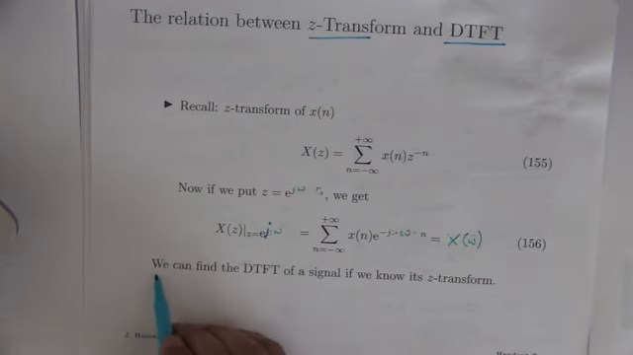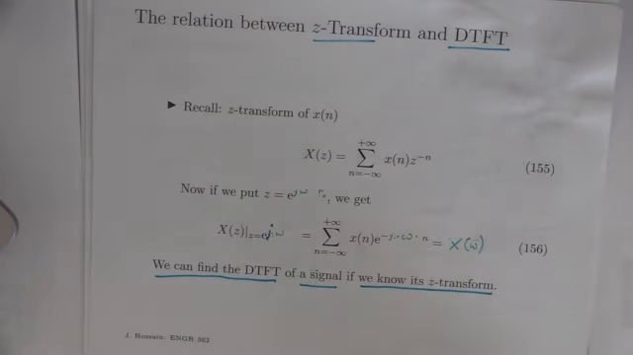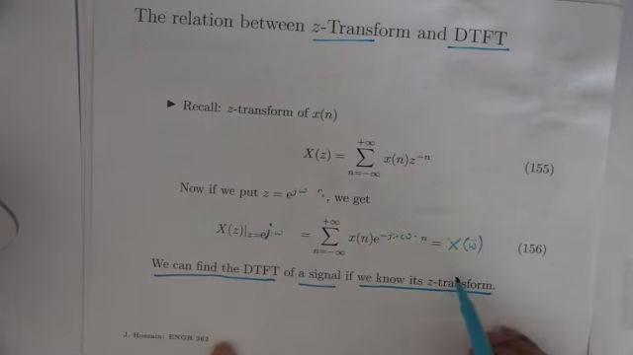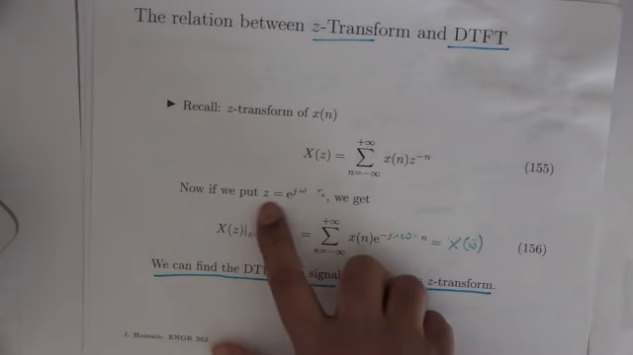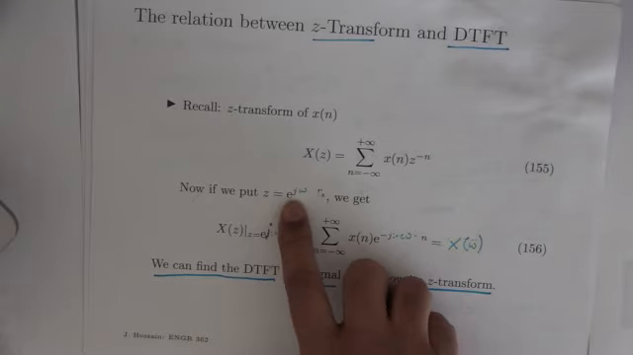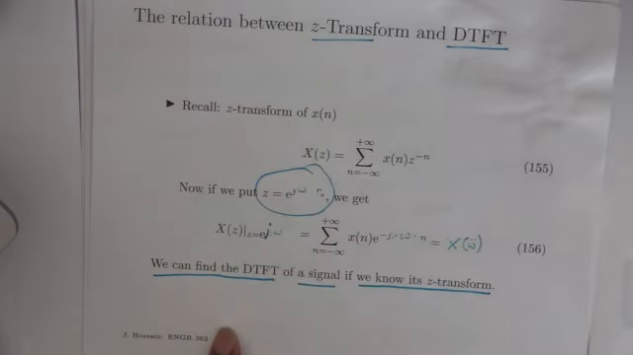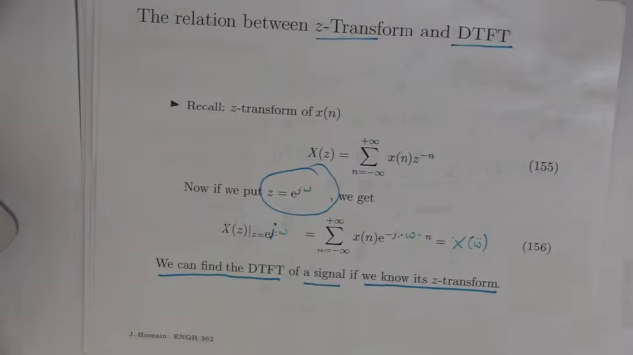So this is basically your discrete time Fourier transform of the signal x[n]. So bottom line, we can find the discrete time Fourier transform of a signal if we know its Z transform. What we need to do is go to the Z transform expression and plug in z equal to exponential j omega, and we get the discrete time Fourier transform of the signal. So now you see that we are using a particular value of z, and that gives me the discrete time Fourier transform. That's the important point here. Okay, good. So this is the relation.